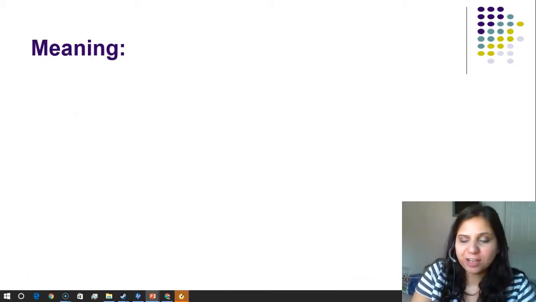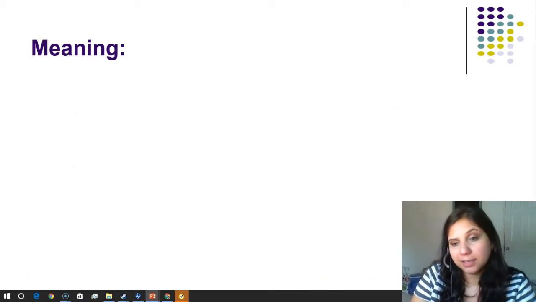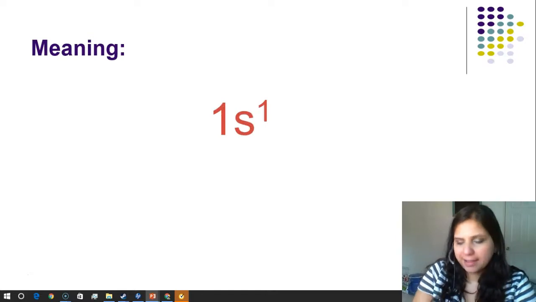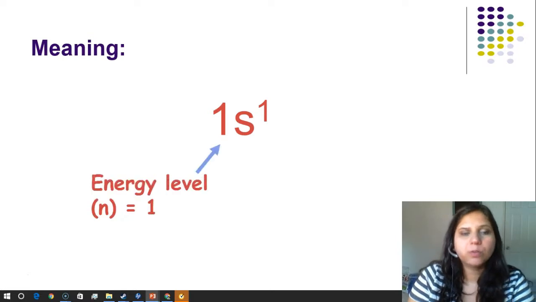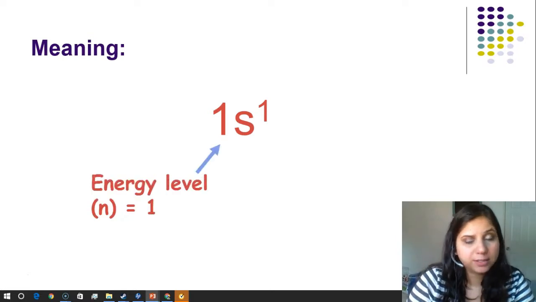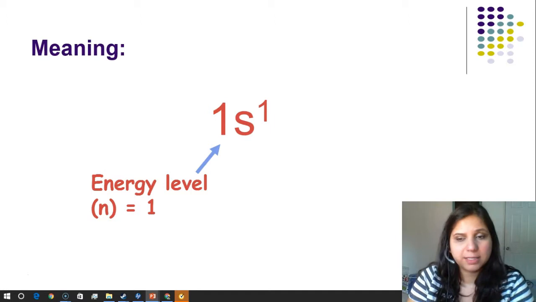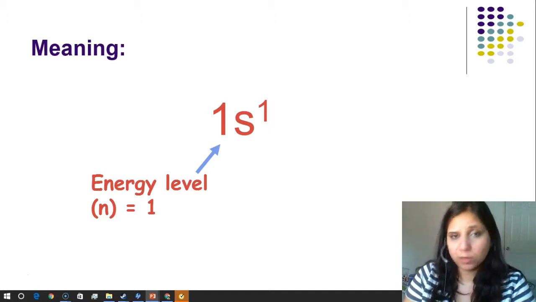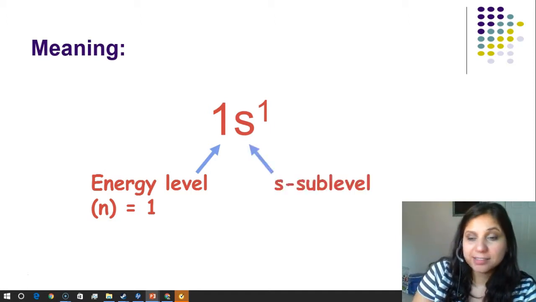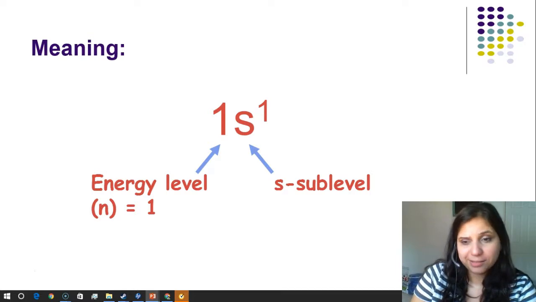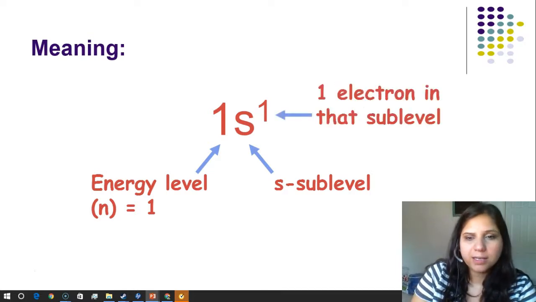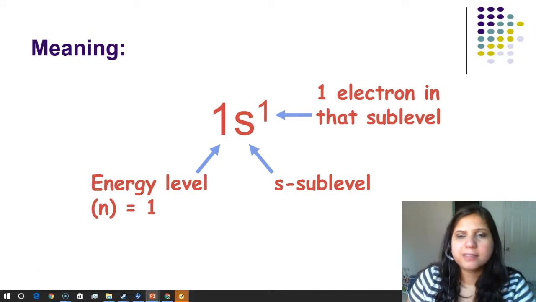Alright, so let's talk about each one of those pieces of the electron configuration. So if I have this, what does that mean, 1s1? Okay, so the 1 refers to the energy level that the electron is in. That's the N number, or the principal quantum number. The s tells us the sublevel, which we know as shapes: spherical, peanut, double peanut, and flower. And then the 1 in the exponent there is the number of electrons that are in that sublevel.